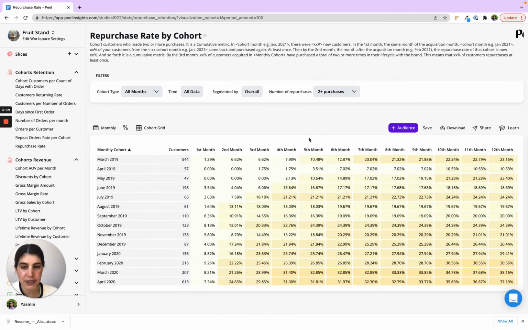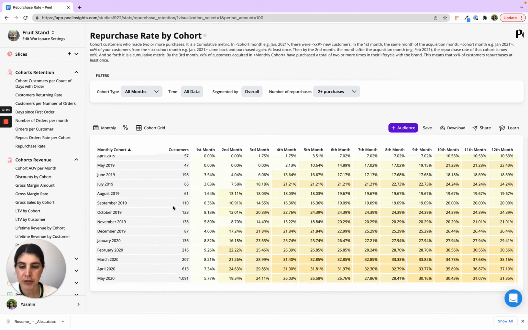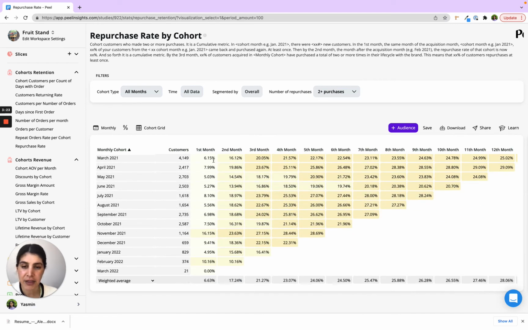If you wanted to see the amount of customers in each month that come back every single month, you would look at the customer returning rate. Repurchase rate is cumulative to get an understanding of the retention of the behavior of your customers.